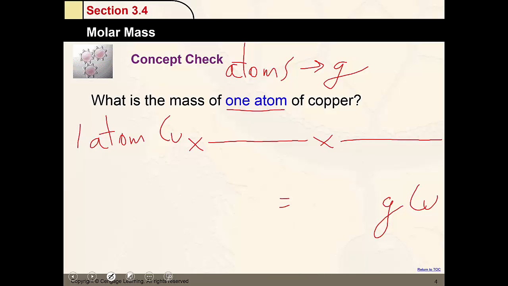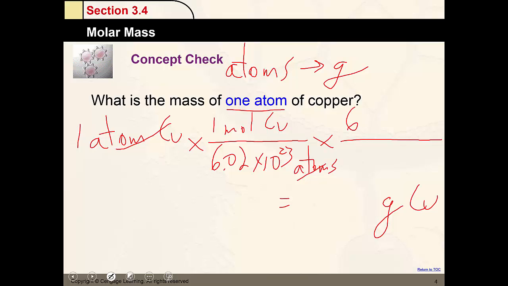First off, we can't directly convert from atoms to grams, so first we have to convert to moles. And for atoms to moles, we divide by Avogadro's number. So there's 6.02 times 10 to the 23rd atoms of copper for every 1 mole of copper. That's our first step, atoms to moles. Second step, we convert from moles to grams by multiplying by the molar mass of copper, which is 63.55.